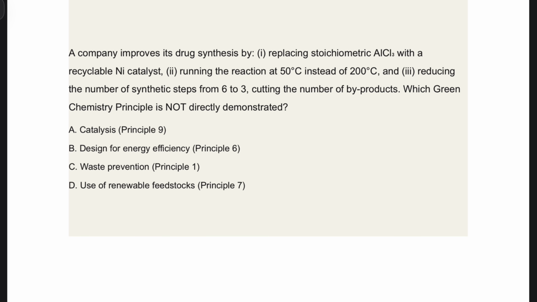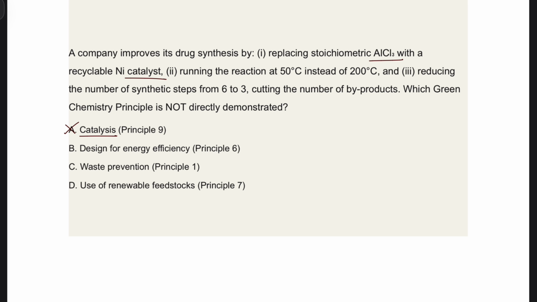Okay, next, a company improves its drug synthesis by doing all of these things, and we have to figure out which green chemistry principle is not directly demonstrated. So I'm going to go over each phrase and we'll figure out which one is demonstrated, and then at the end we'll be left with the one that isn't directly demonstrated. So replacing the aluminum chloride with a recyclable Ni catalyst. This looks like catalysis because it's a catalyst. So we know that's not option A.